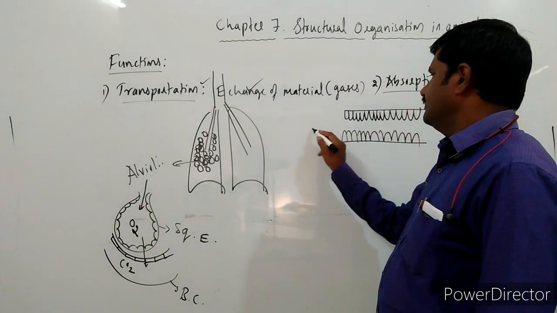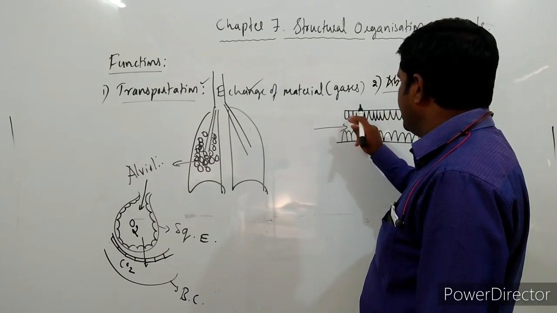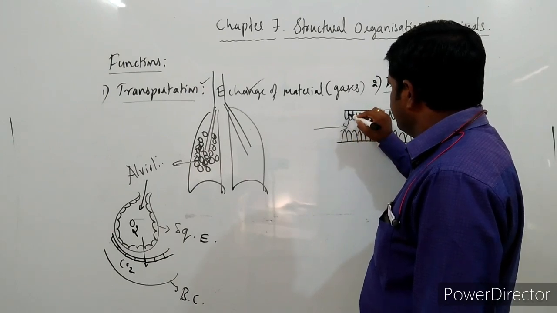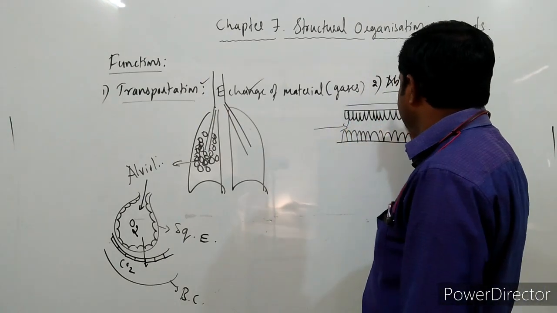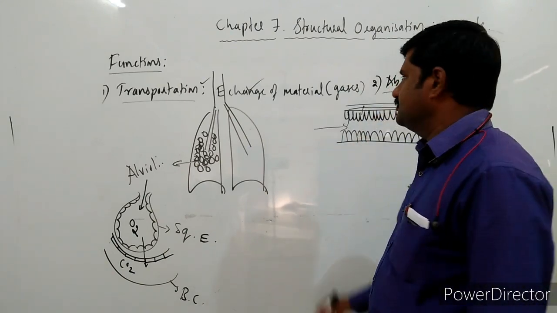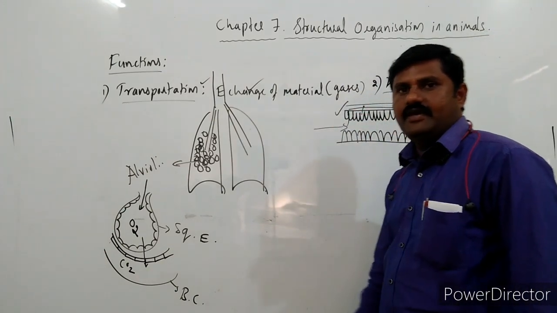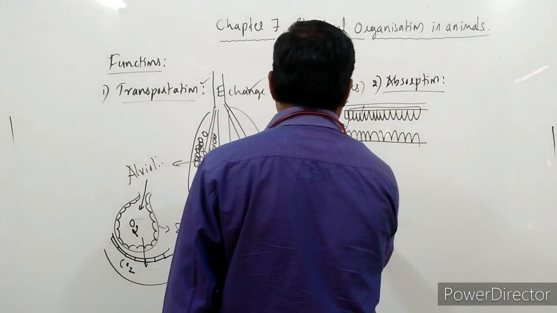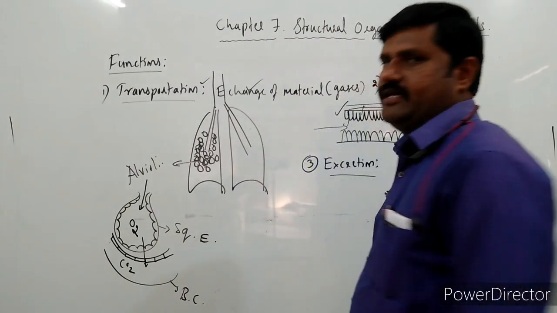In that, the food is moving. The digested food is absorbed by this columnar epithelium, and it is sent to the adjacent blood capillaries. So what happened here? Absorption of the food is done by this epithelial tissue. And the third one is that it also helps in excretion.